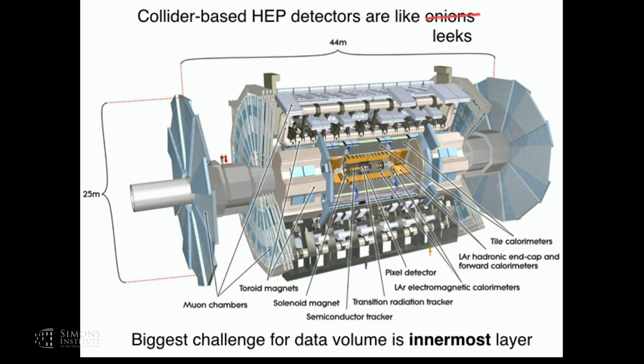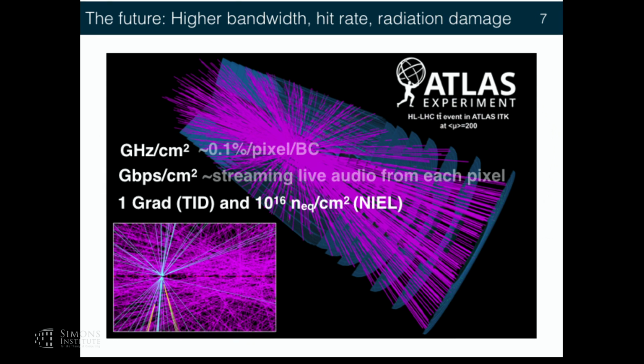But the biggest challenge for data rate is the closer you are to the detector. So the biggest challenge is really the innermost layer. Let me spend a couple of minutes talking about the innermost layers and the data challenges we have there.